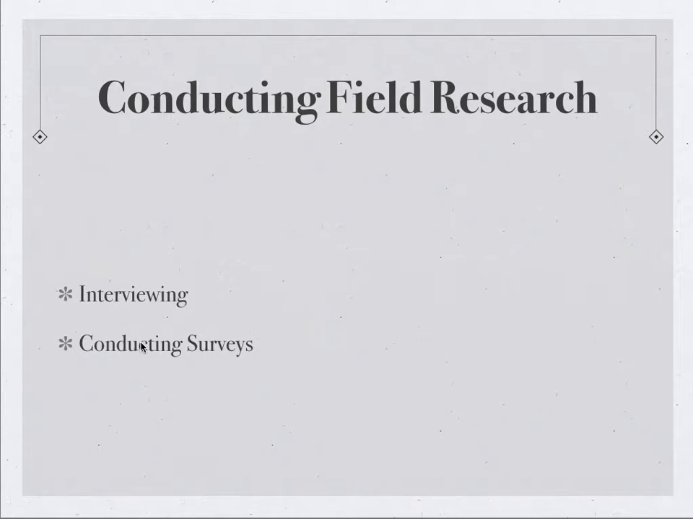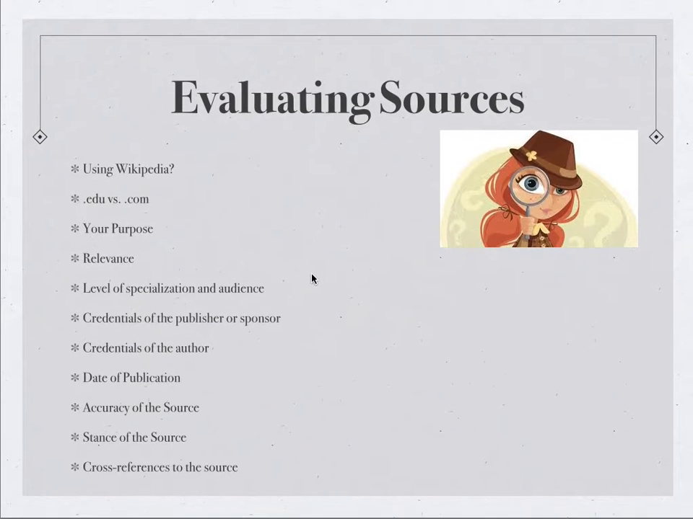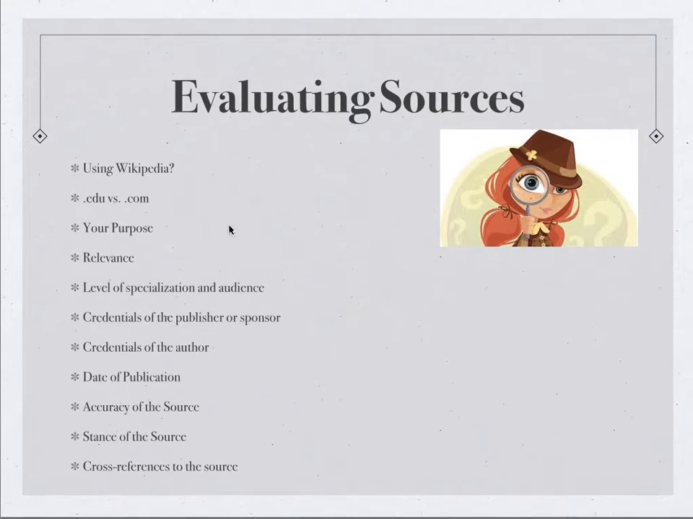Of course, interviewing and conducting surveys is another option when you're doing field research. And really important are these techniques when evaluating sources. So avoid using Wikipedia because this source is subject to change by the users that create it. And .edu is by and large more reliable than a .com. .com stands for commerce, so oftentimes the organization is trying to sell you something.